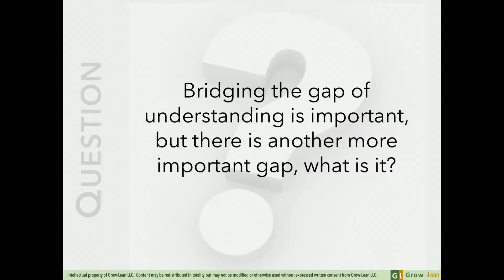But there's another more important gap to fill. They're on the same page, but that doesn't mean everything's going to be great. What else could go wrong? Requirements could change. Different assumptions. Maybe wrong assumptions. Or the funding falls out and you just don't do it.